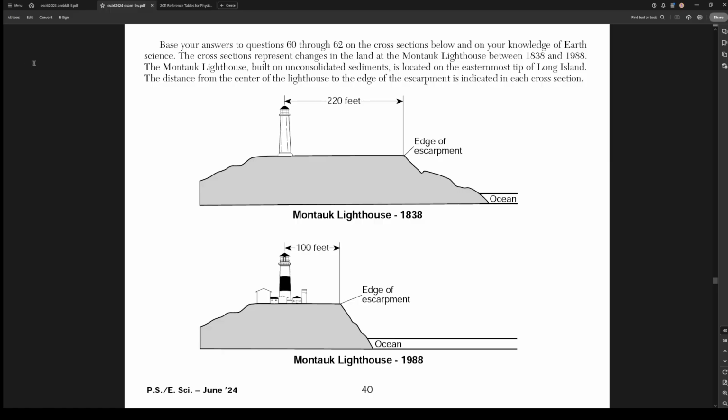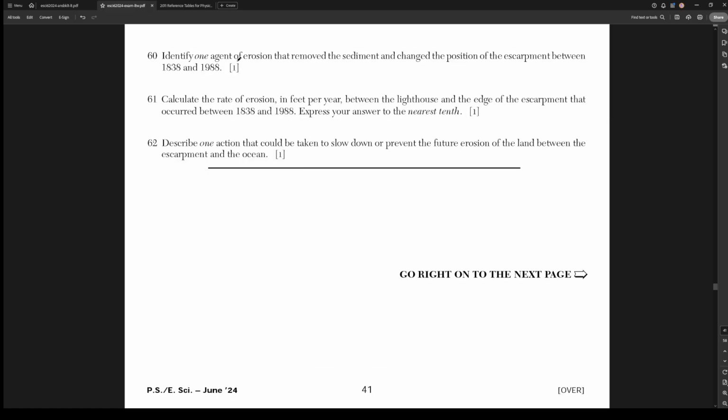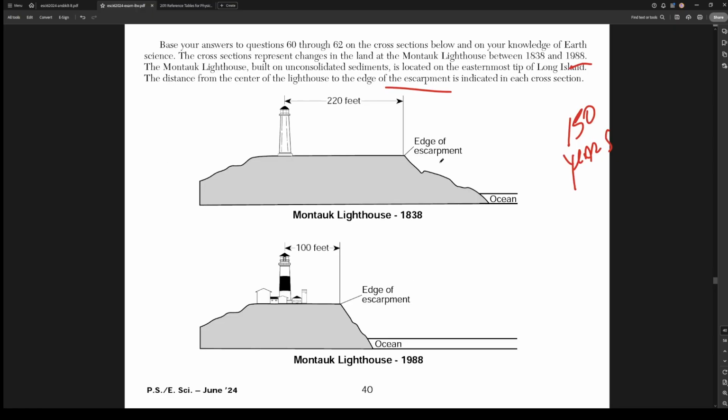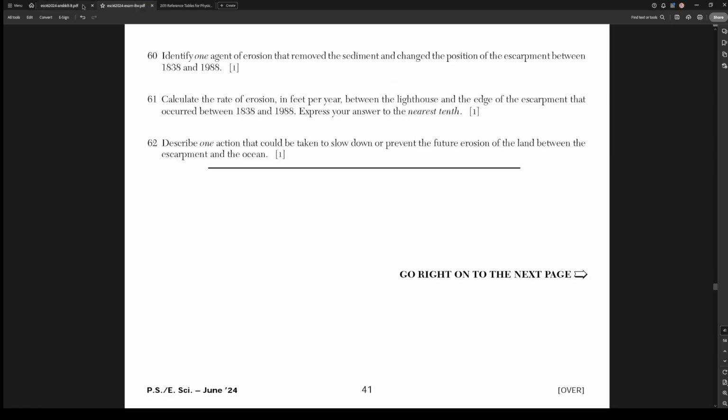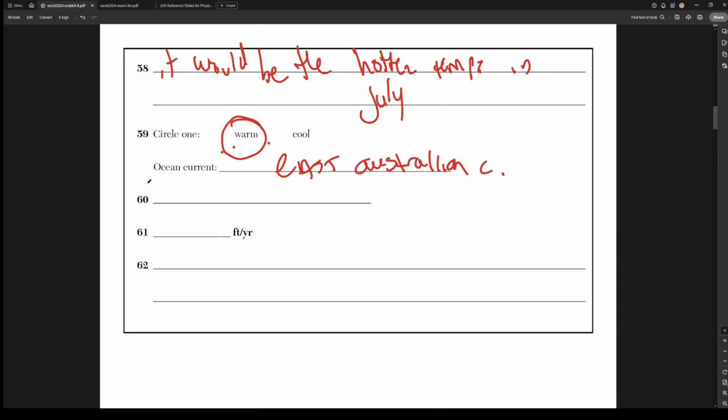All right, base your answers to questions 60 through 62 on the cross sections below and your knowledge of earth science. The cross sections represent the changes in the land of Montauk Lighthouse between 1838 and 1988. So right there, you can get your calculator and subtract that out, and that is over 150 years. So that might come in handy later. It's built on unconsolidated sediments located on the eastern tip of Long Island, and the distance from the lighthouse to the edge of the escarpment is located in the cross-section. Escarpment's like the cliffside edge. So identify one agent of erosion that removed the sediment and changed the position of the escarpment. I would say the waves from the ocean is going to be the most substantial difference. So we could say wave action.